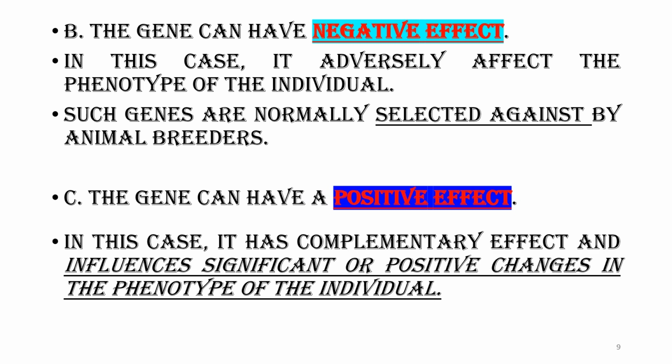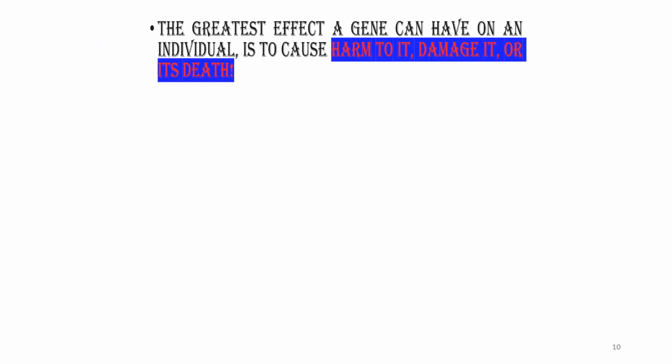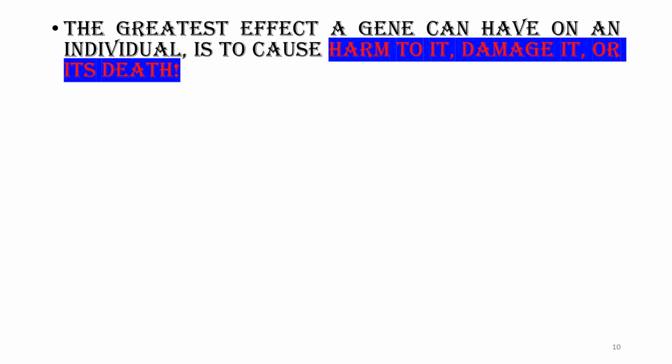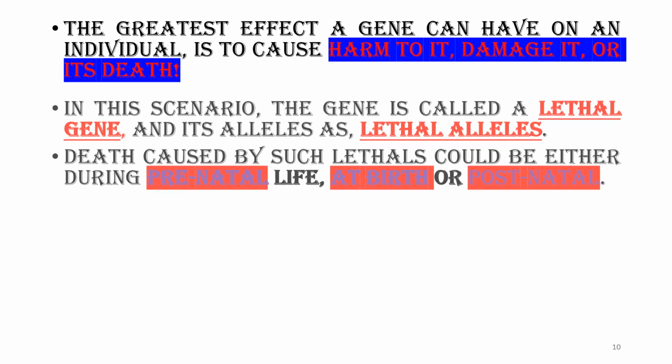C. The gene can have a positive effect. When a gene has a positive effect, it means that it has a complementary effect and it influences significantly positive changes in the phenotype of the individual. The greatest effect that a gene can have on an individual is to actually cause harm to it, damage it, or even lead to its death.